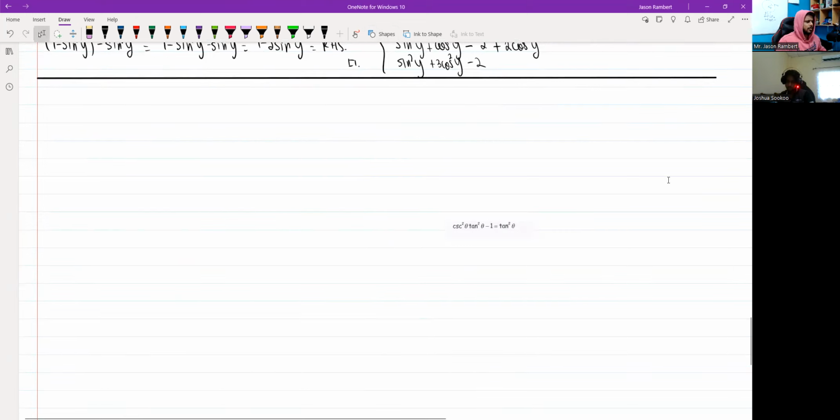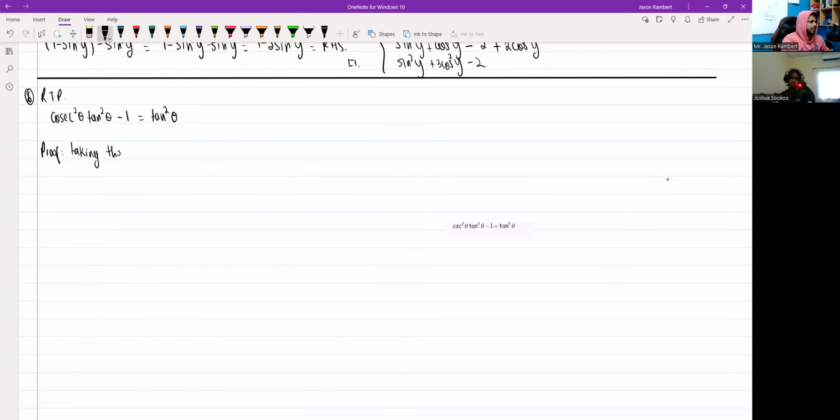All right, so number 6, required to prove. Now CSC is cosec, all right? I'm going to write it out: cosec squared theta tan squared theta minus 1 is tan squared theta, followed by the proof. You see, you're taking the left, right?